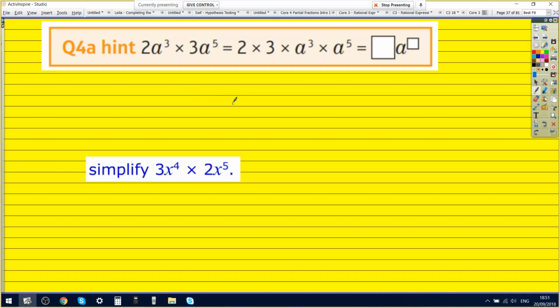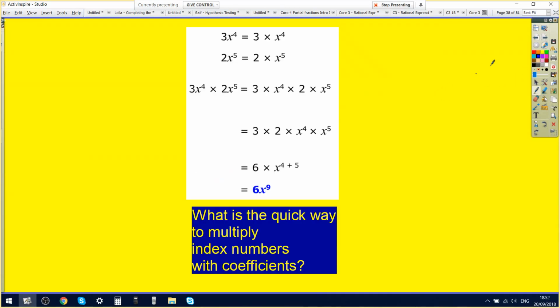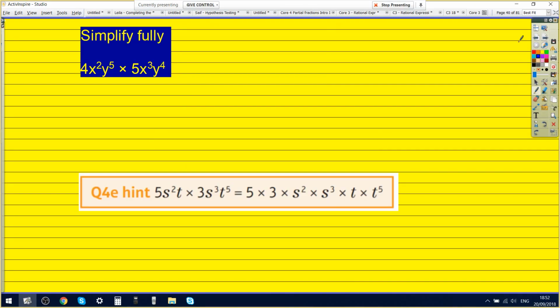Will it be 6A8? Brilliant. And I think you'll be fine for the next one. Okay, 3 terms. Top one or the bottom one? Top one.